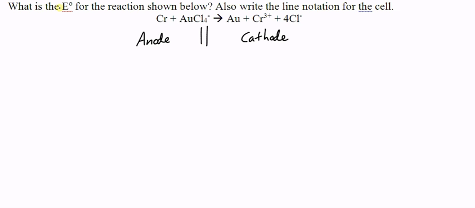And so when we look at an example problem like this, what is the standard cell potential for the reaction shown below, and also write the line notation for the cell, the way that we can work this one out is, first of all, we need to establish what's going to be going on here. So we know that we've got Cr goes to Cr3+, and if this were the half reaction, we'd also have to account for the electrons, so we don't want to forget those electrons. And so we've got chromium doing that, and so that should be potentially a value of positive 0.74, depending on where you're getting your values from.